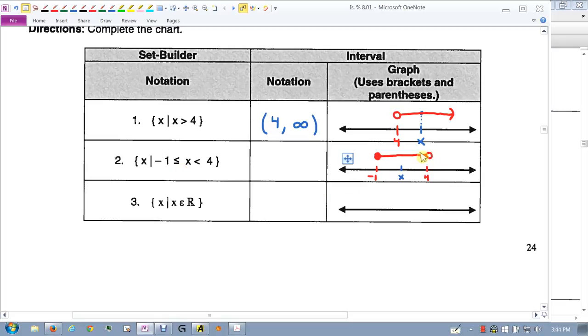So once you have a picture on a number line of what's going on, now you come over here and you read it from left to right. Where do things start? Where do they end? Negative 1 to 4, right? Can I ever actually be negative 1? Yes, so instead of doing a parenthesis out here, I use a bracket. And then on the 4, can I be 4? No, so parenthesis. See the difference?